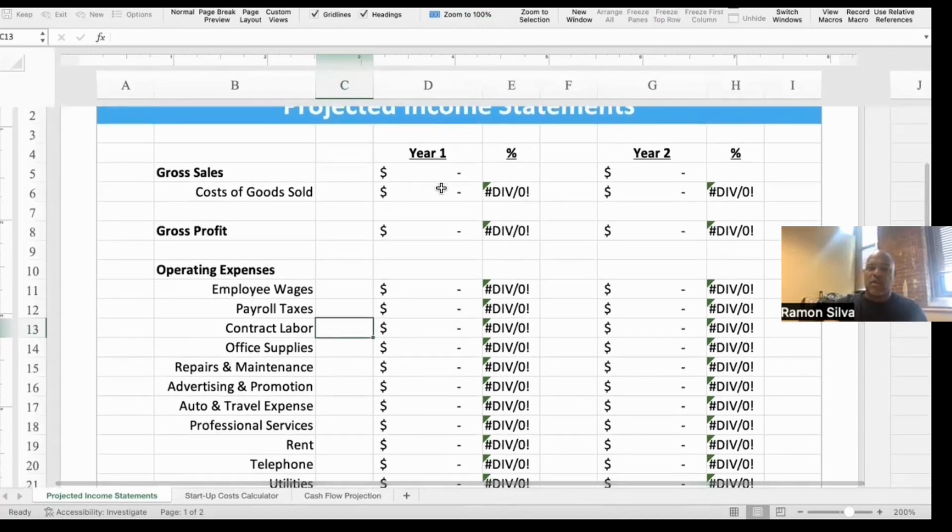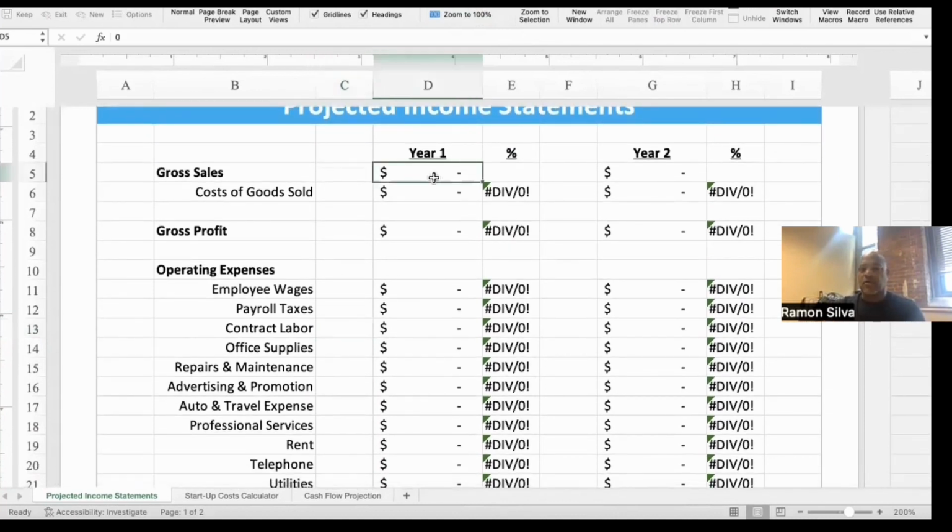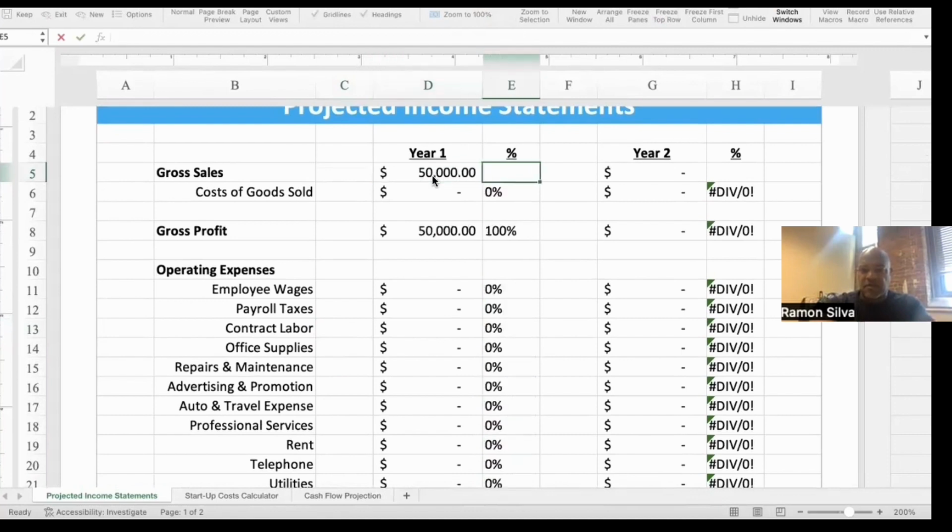For year 1 and year 2, what are you expecting your gross sales to be? If I put in a number here, say we're expecting $50,000 of gross sales in our first year, what is the cost of goods sold? If I am providing a service, I may not have cost of goods sold. If I'm selling a product, I am going to have the price of whatever I pay for that product. If I'm a carpenter building porches or decks for people, whatever the cost of the materials that I use would go here.